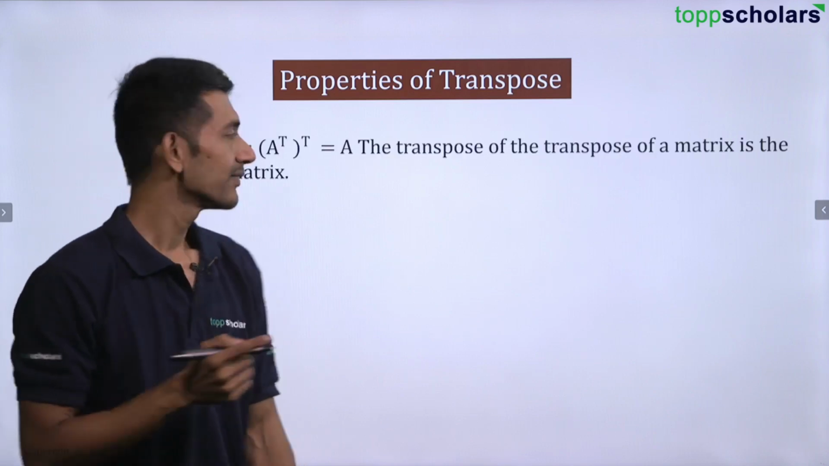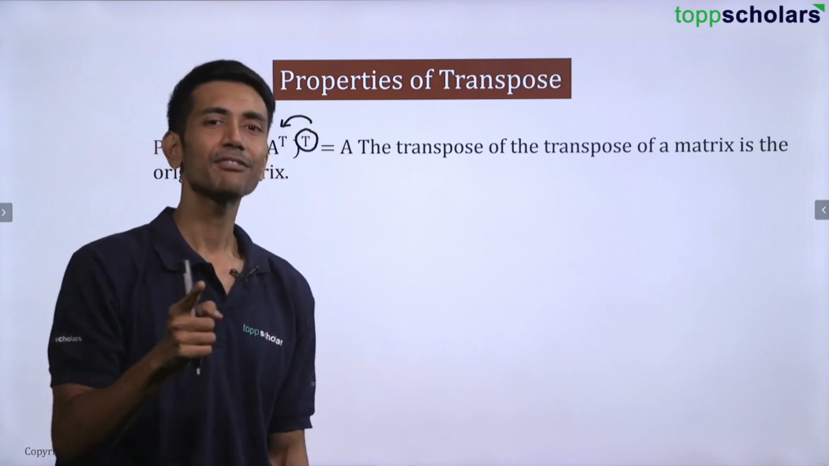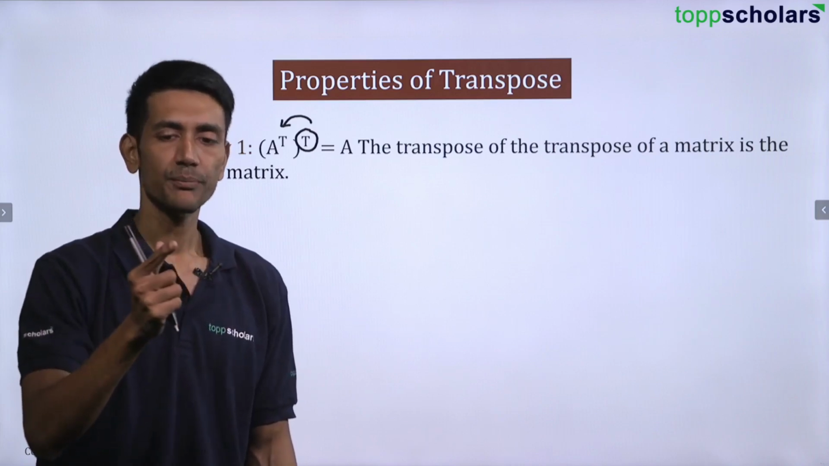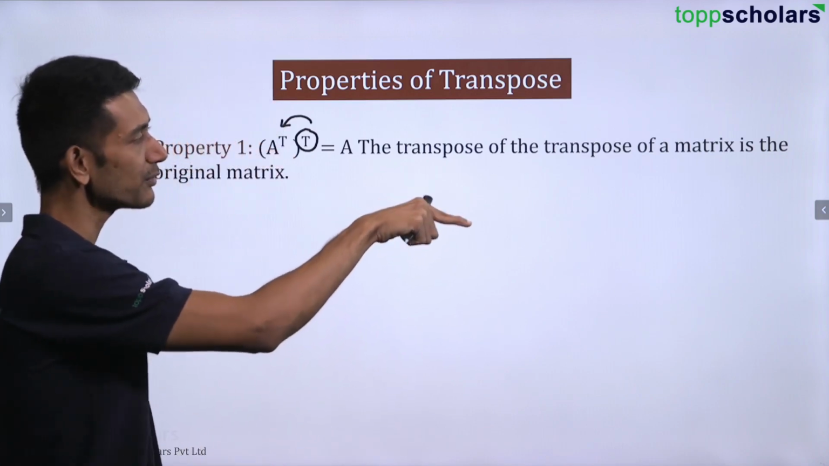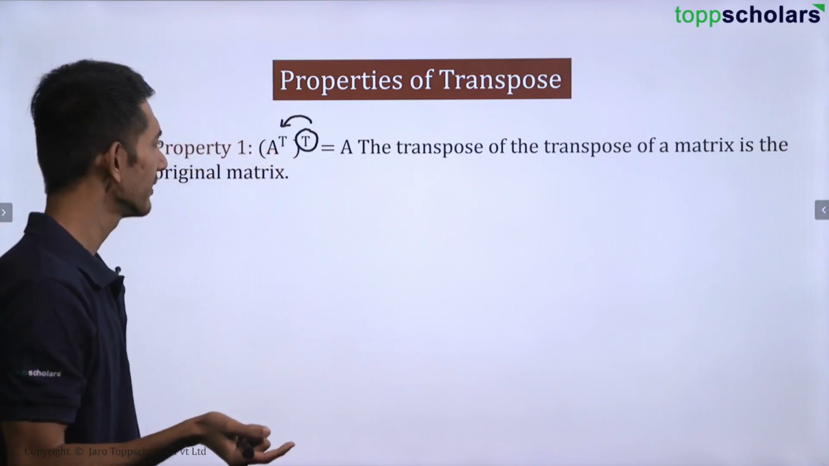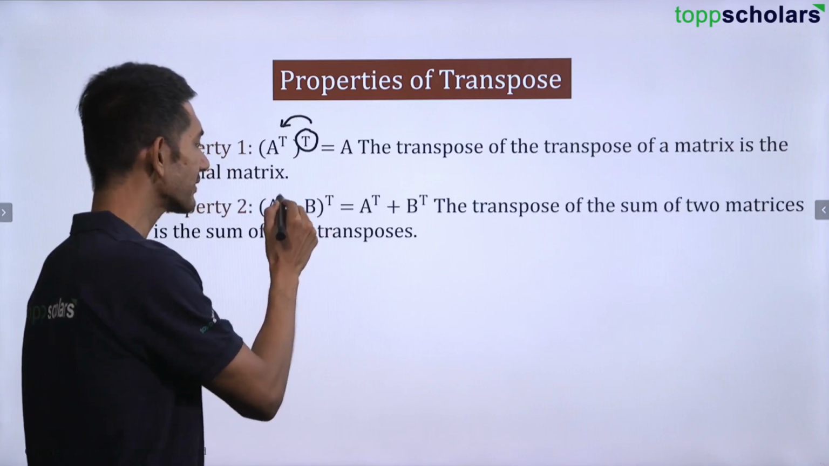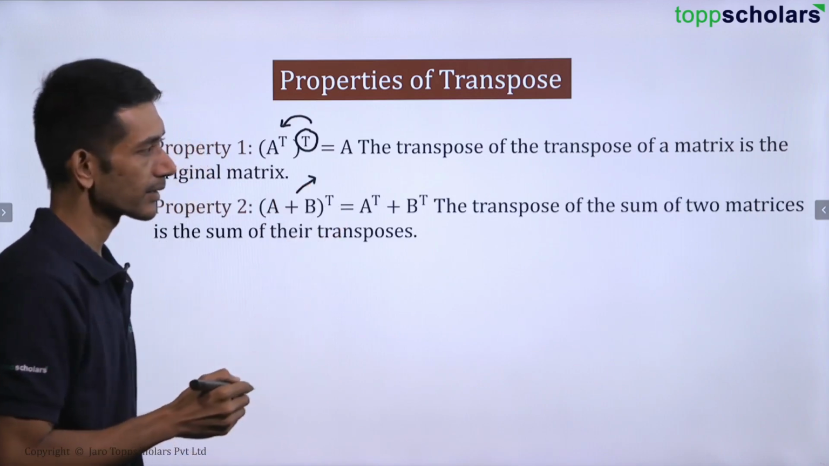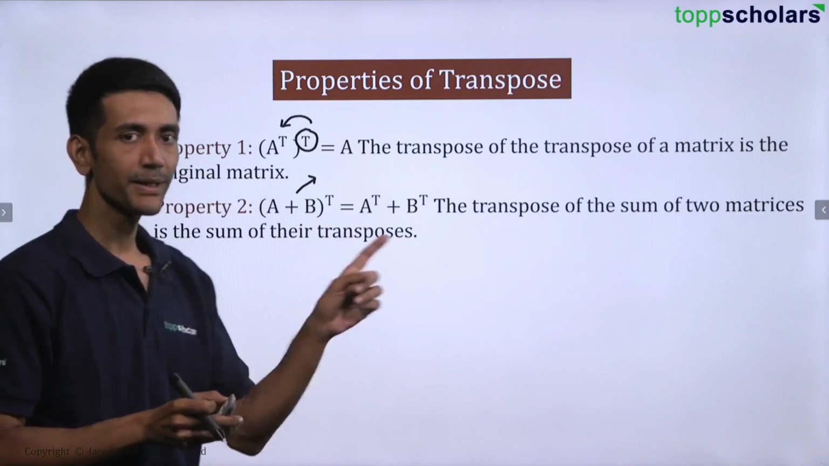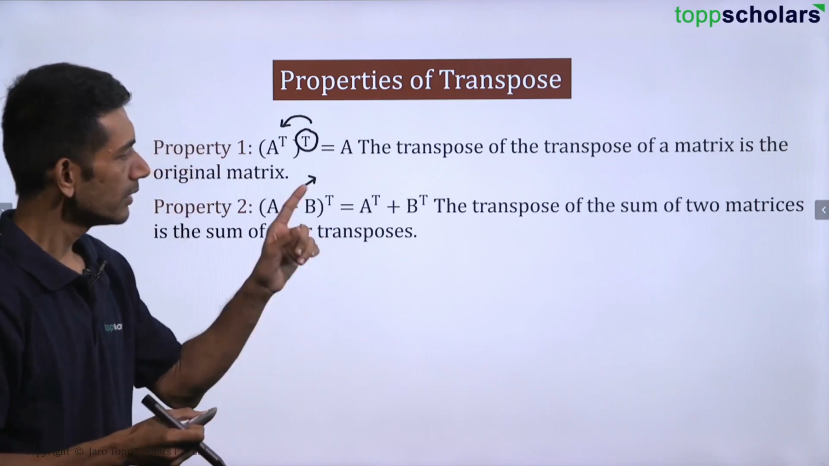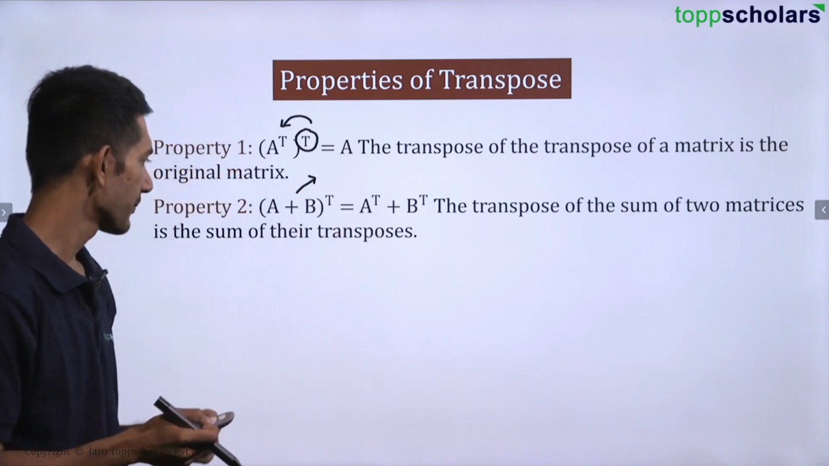Now understand that transpose of A transpose is A. That means if you have a particular matrix, you take the transpose and then again you take the transpose, you again get A. So the transpose of the transpose of a matrix is the original matrix, right? Second property, A plus B transpose. If you add the 2 matrices and then take the transpose, that will be equal to A transpose plus B transpose. The transpose of the sum of two matrices is the sum of their transposes, right?